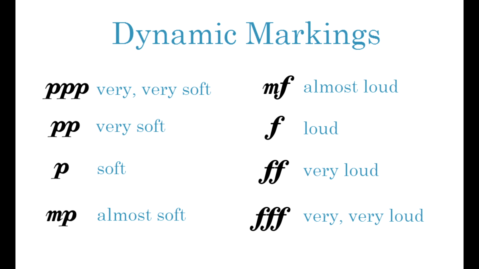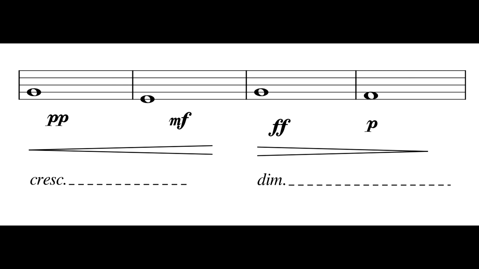F stands for forte, which means loud. FF means fortissimo, very loud. FFF means fortississimo, very, very loud volume. Also, here are the signs for crescendo and diminuendo, or decrescendo, which mean to gradually increase or decrease the volume during that time, respectively.